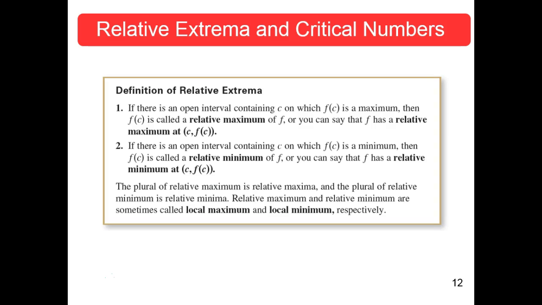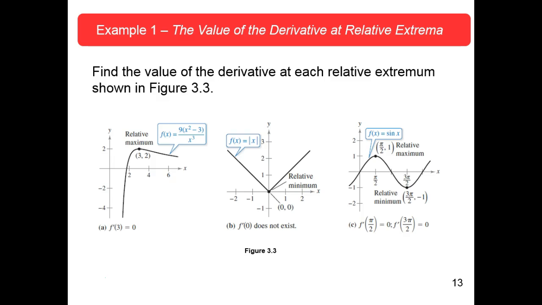So anyway, the plural of relative minimum is relative minima. The relative maximum and relative minimum are sometimes called the local maximum or local minimum as well, and together called local extrema. Okay. So here's example 1.